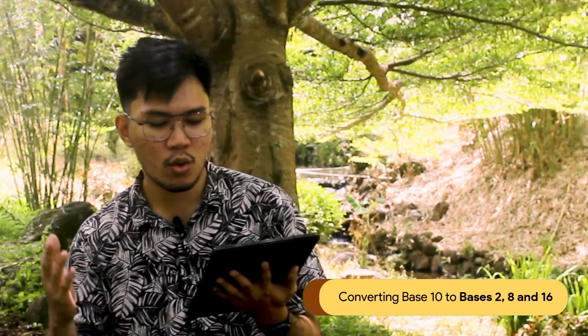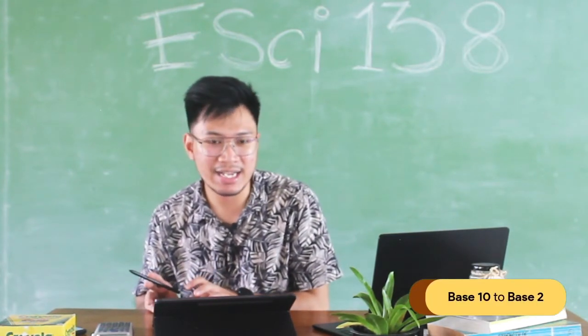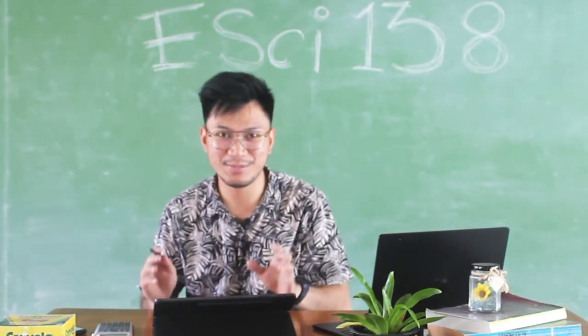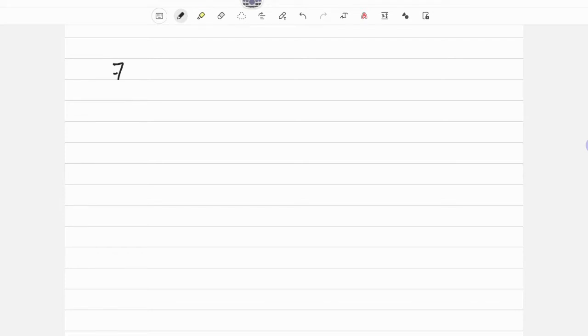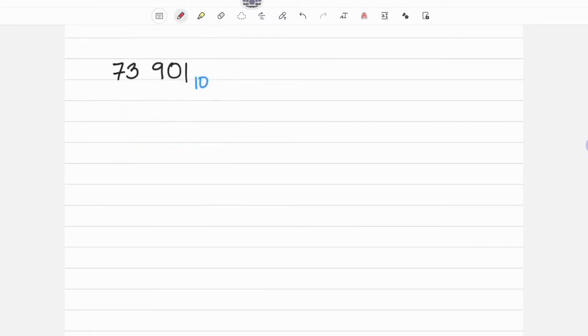Okay? Karon, how are you going to convert a decimal into binary, octal, or hexadecimal nga expression? So let's say for example, kaning atong una, I want to express this decimal into a binary nga digit or binary nga code or expression. So, let's say I want to convert this decimal number of 73,901. Okay? And again, this one is in base 10, and I want to convert that one into binary.